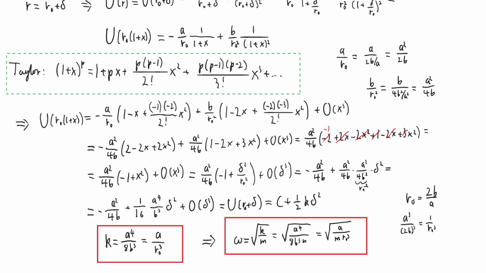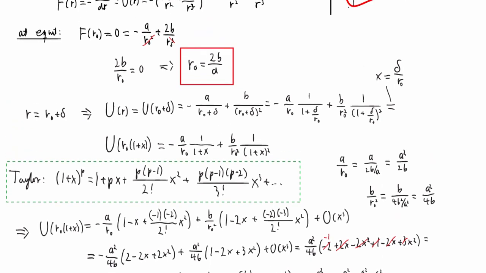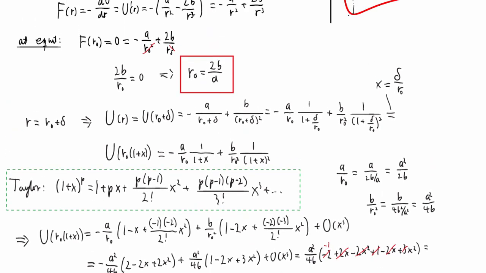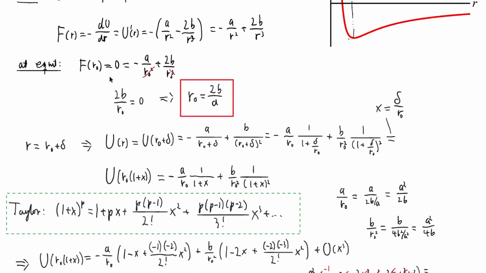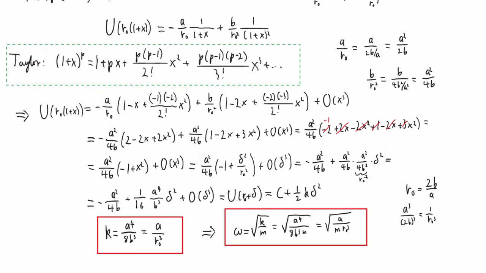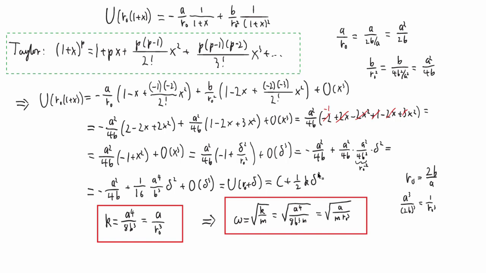Okay, so that was a fair bit of algebra, but let's review what we did again here. We found the equilibrium point by setting the force equal to 0, which amounts to also setting the first derivative of the potential to 0. And then we looked at that point, we did a Taylor expansion, and we kept only the constant and the second order term in the displacement away from equilibrium, and from there we were able to identify this k constant, which we found to be a over r naught cubed, and therefore we can say that for small oscillations away from the equilibrium, this is the frequency of oscillation.